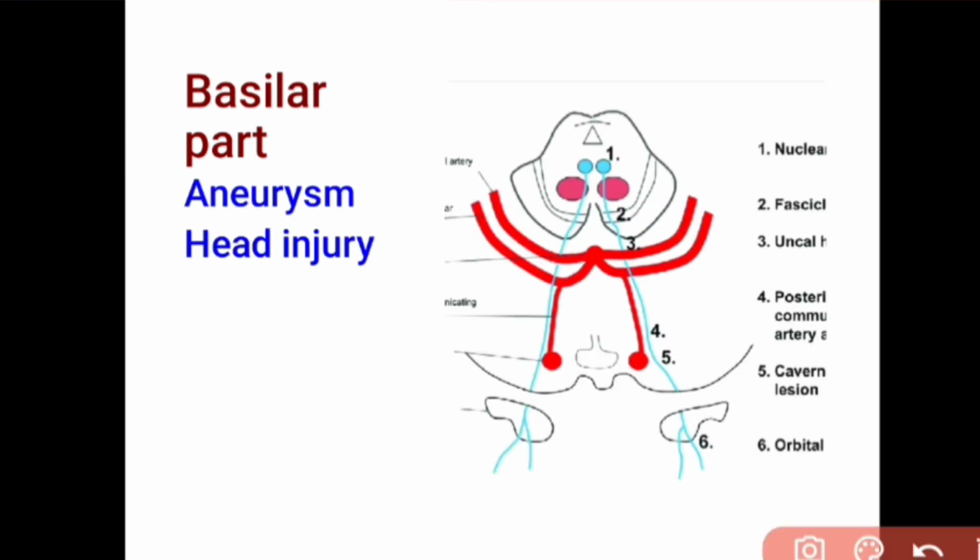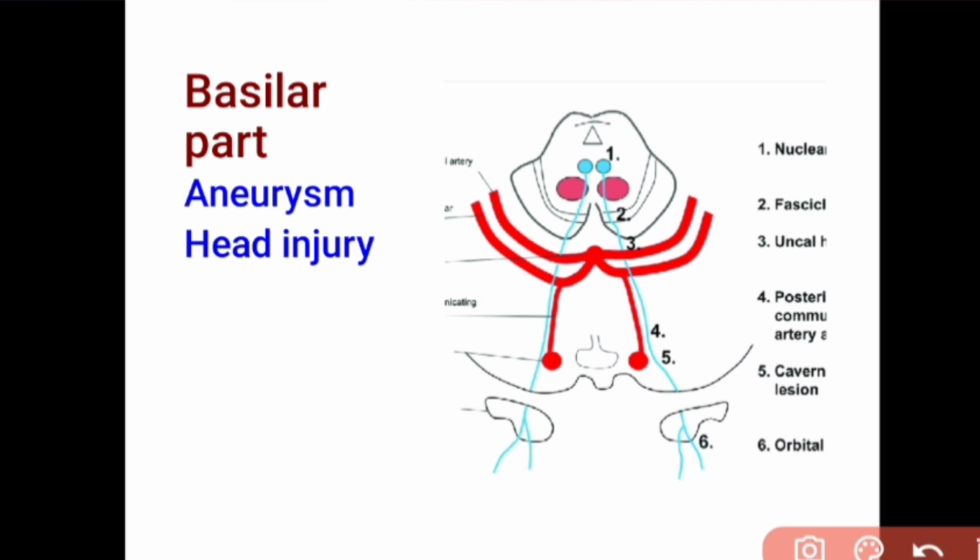So coming to the basilar part. As the nerve runs in the subarachnoid course, it is not accompanied by any other cranial nerves. So isolated third nerve palsy is mainly located to the basilar part. The common causes here again are aneurysms, or it can be secondary to head injury. So the aneurysms of which artery?